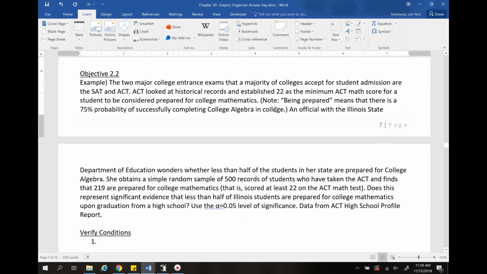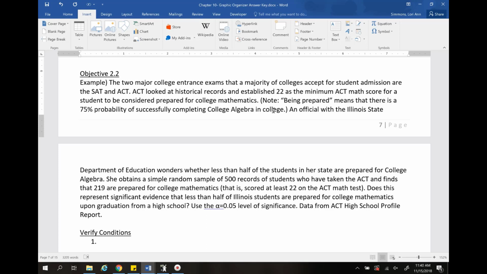So let's look at an example. The 2 major college entrance exams that a majority of colleges accept for a student admission are the SAT and ACT. ACT looked at historical records and established 22 as the minimum ACT math score for a student to be considered prepared for college mathematics. An official with the Illinois State Department of Education wonders whether less than half of the students in her state are prepared for college algebra.